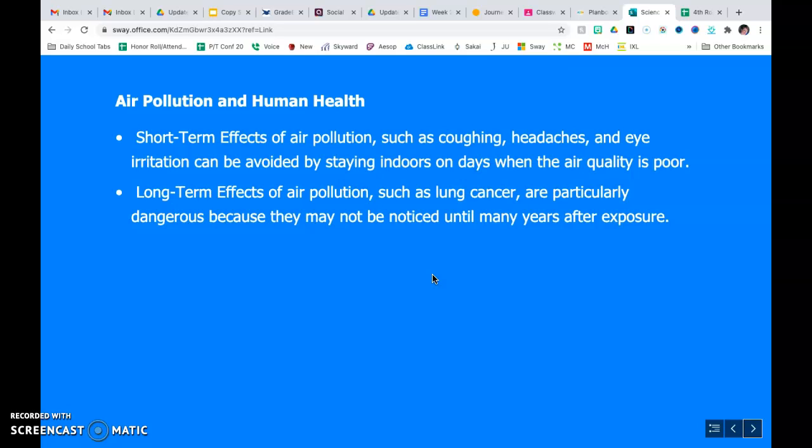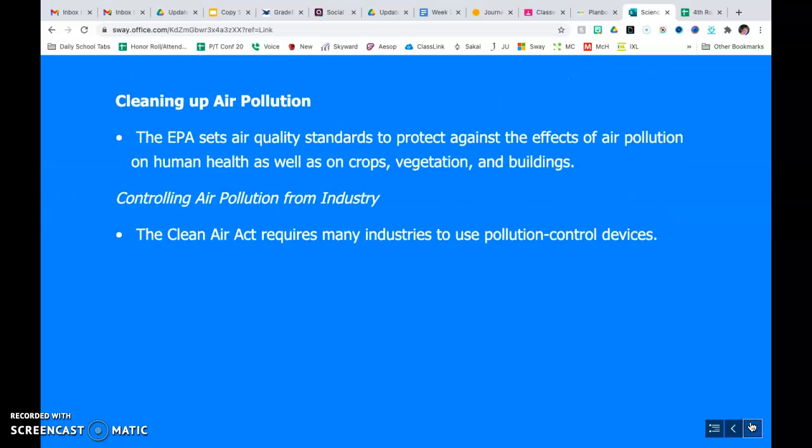And then some long-term effects of air pollution could be something as serious as lung cancer. And these are particularly dangerous because these long-term effects may not be noticed right away. It may take many years of being exposed to these pollutants before you determine something's wrong, and then it's too late at that point. So again, what can we do about this?